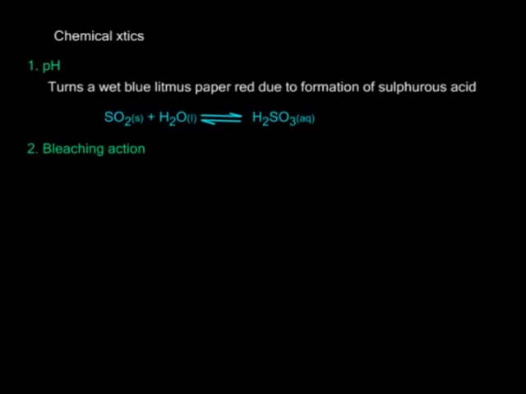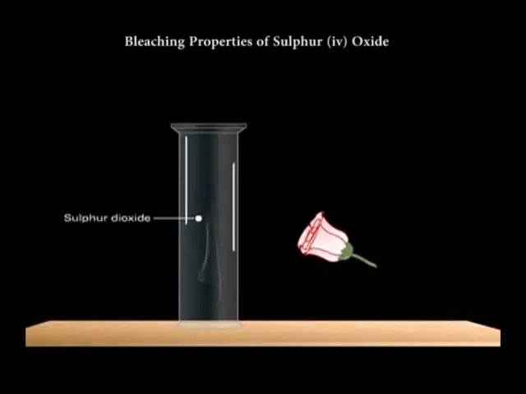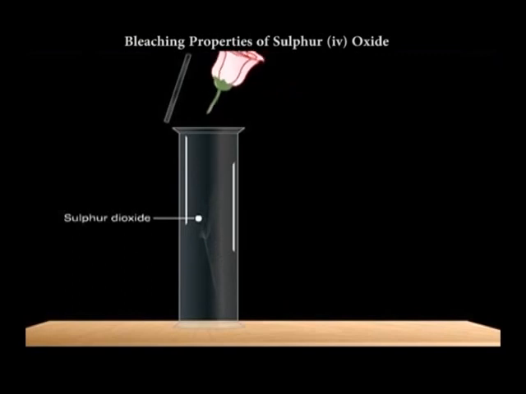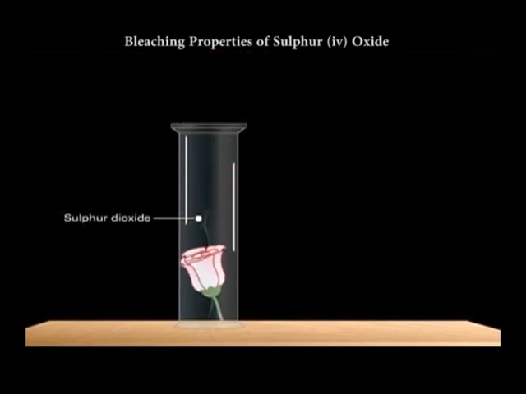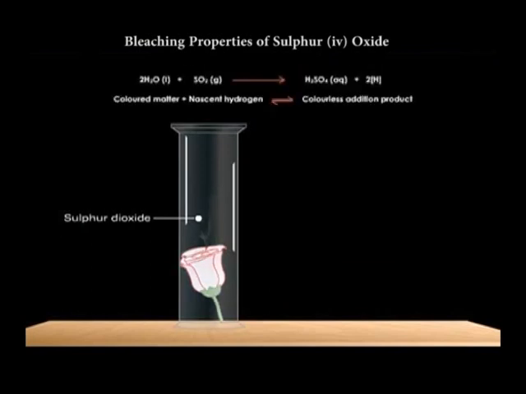Bleaching action of sulfur 4 oxide. Sulfur 4 oxide acts as a bleaching agent and bleaches flower coloring matter in the presence of moisture. You can observe here how a moist flower loses the color. The bleaching property of sulfur dioxide is due to reduction. Coloring matter gets reduced to a colorless compound.